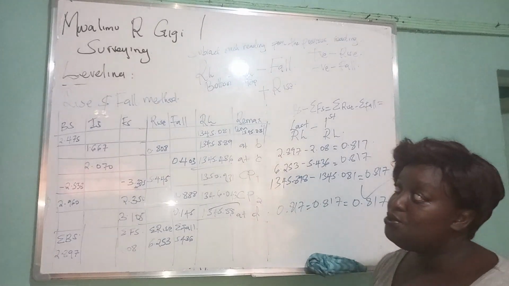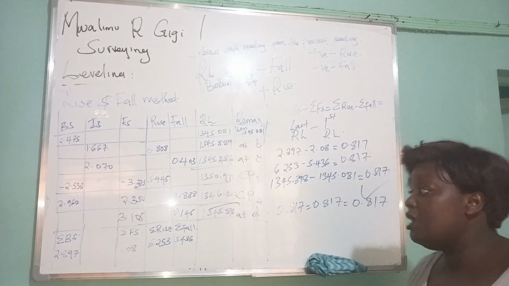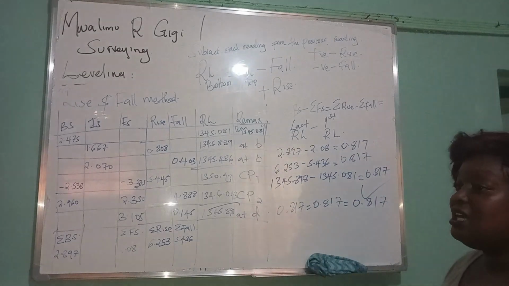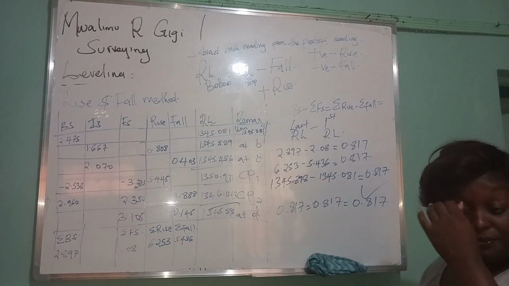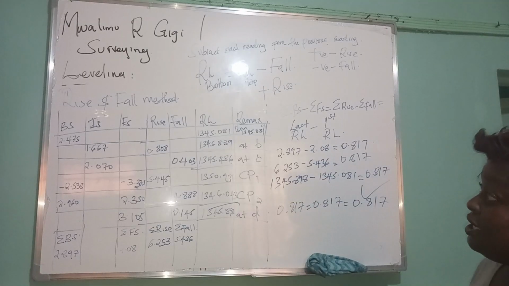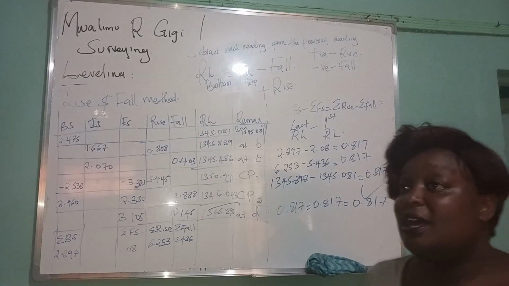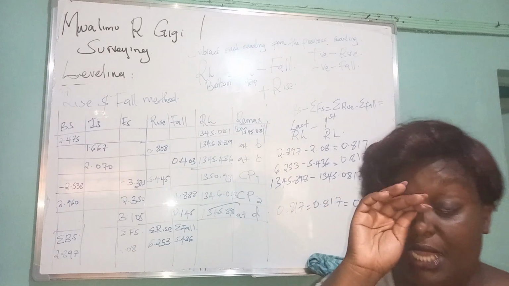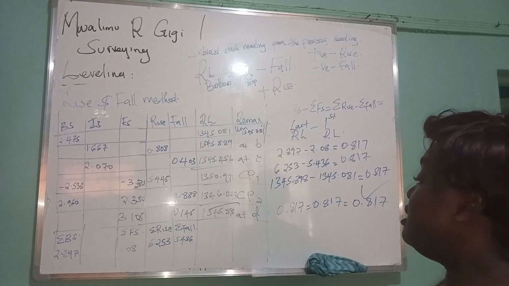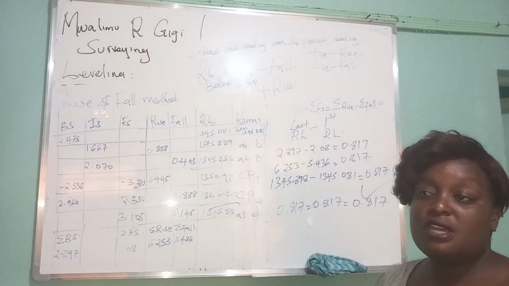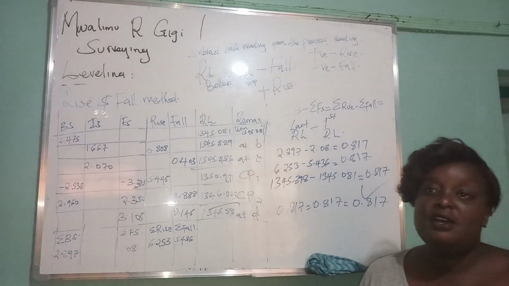So this is how you reduce your level using the rise and fall method, and then you perform the arithmetic checks. So I think that is it for today, and I hope you have understood. If you have not understood, please don't hesitate to comment in the comment section and let me know, and I'll repeat this over and over again.